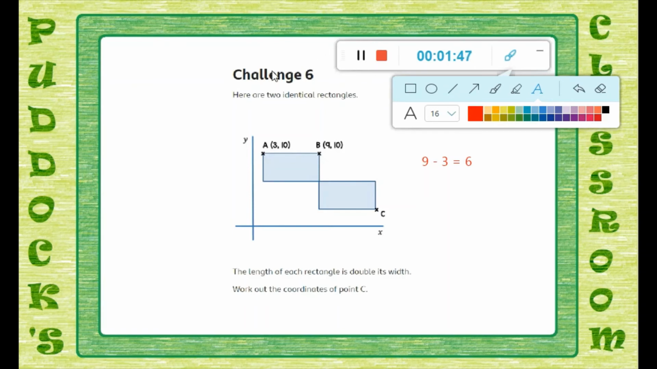And then because we know from our information that we've got here that they are 2 identical rectangles, that means they are the same size. We know that the distance from here to here is also 6. Interesting. So if this point here is 9 along the x-axis, along here is going to be another 6 along the x-axis. 9 add 6. We can do that quite easily.